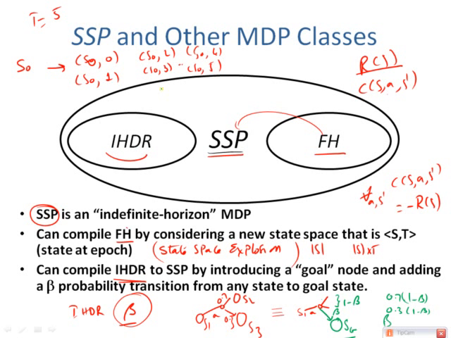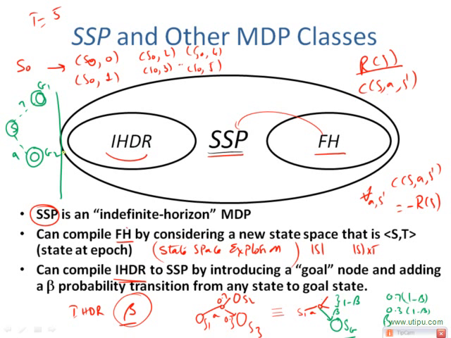By doing that, without loss of generality, you can think of essentially taking every other action and saying with probability beta, you can essentially reach the goal state, and with probability 1 minus beta, you do your normal thing. This is how you can convert IHDR into SSP. Since you can do both of these, SSPs are actually more general than either of the previous ones. I still think it's worth understanding FH and IHDR because they're conceptually much simpler to understand. But it's useful to know this.